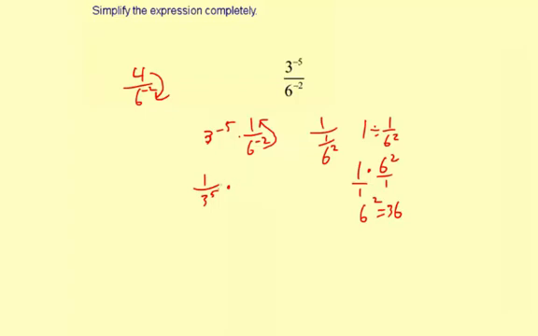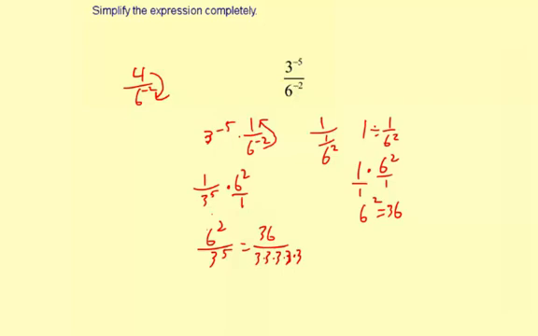Okay, so this 1 over 3 to the fifth is times 6 squared. We'll just leave it in that form for now. So we're going to combine these together again, and we're going to have 6 squared over 3 to the fifth. And 6 squared, that's the same thing as 36. And 3 to the fifth, that's 3 times 3 times 3 times 3 times 3.